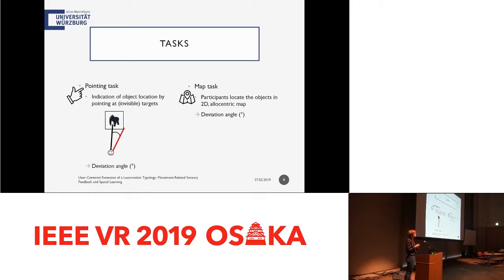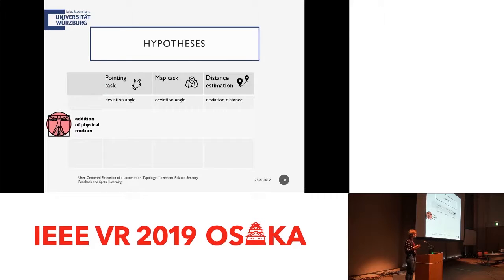The second task was a map task, where the participants had to localize the objects inside a 2-dimensional map, which was presented to them outside of the virtual environment, and we again used the deviation angle as dependent variable. The third task was a distance estimation, where the participants estimated the distance between some of the target objects, and here we used the deviation distance.